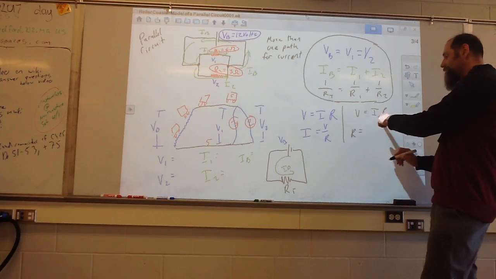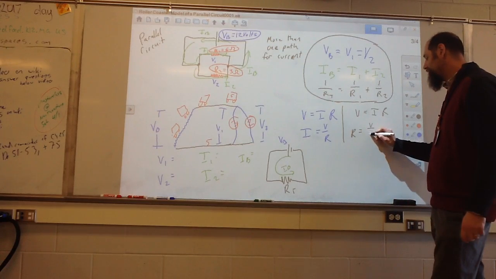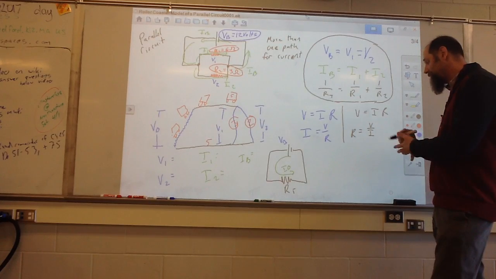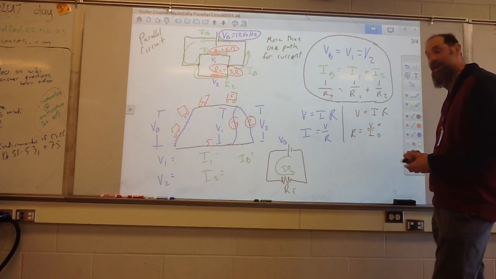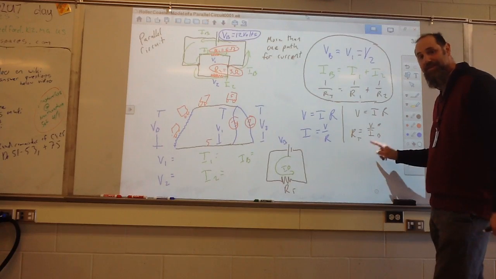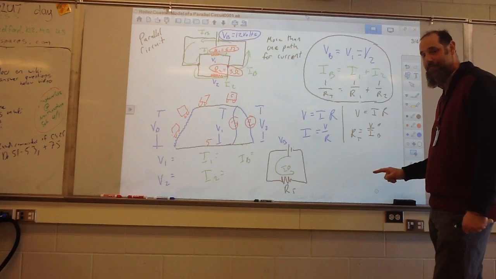So I divide both sides by I, so I have V over I. You're going to take that voltage provided by the battery and divide it by the current provided by the battery. And that will get you our total resistance of the circuit.